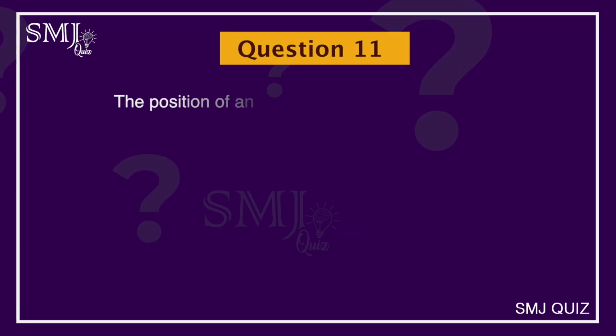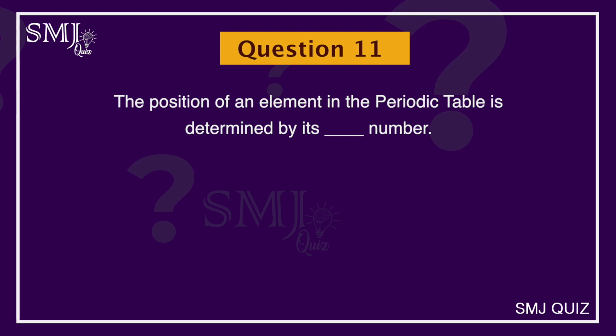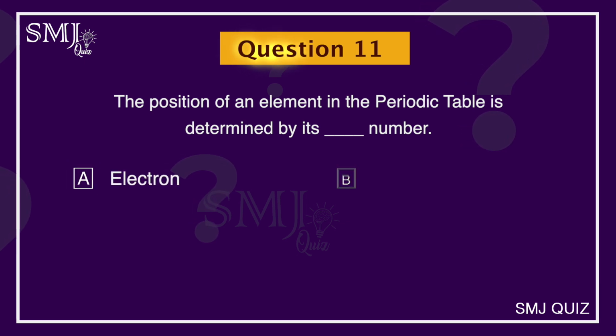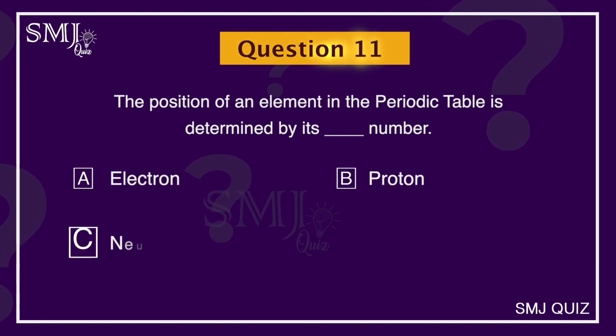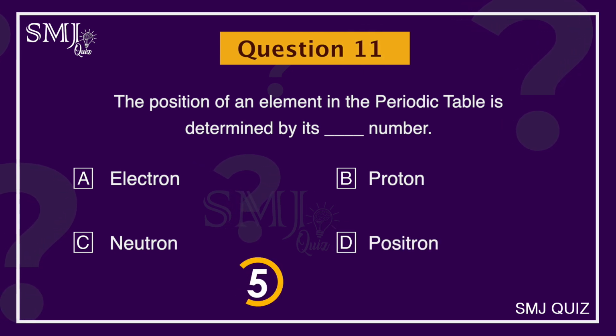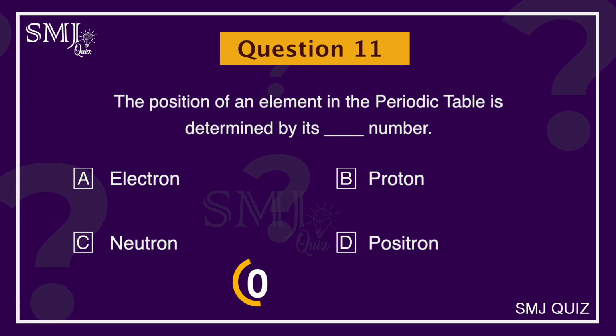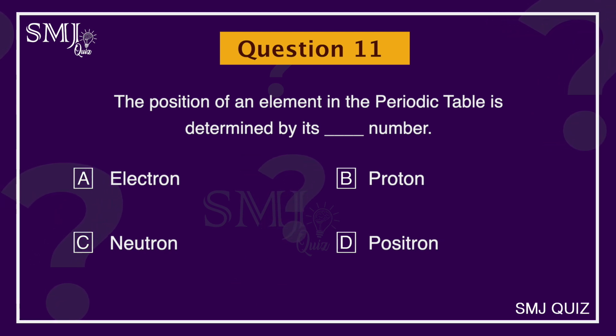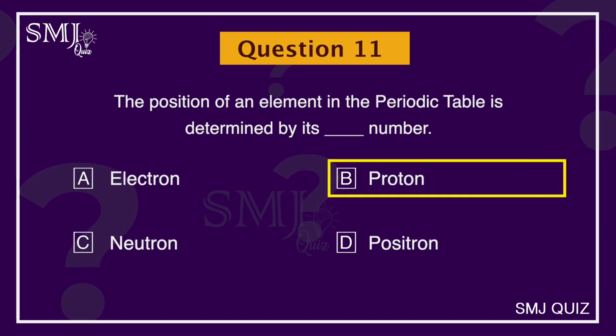Question 11. The position of an element in the periodic table is determined by its ___ number. A. Electron, B. Proton, C. Neutron, D. Positron. The answer is B. Proton.